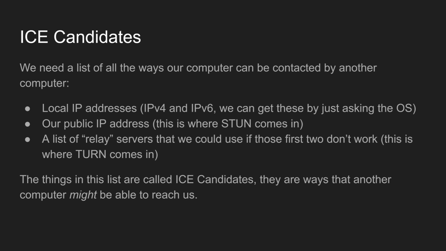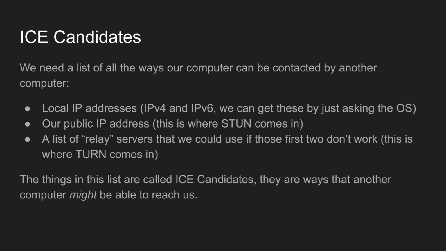And that process basically involves, we're going to write down a list of all the ways that our computer can be contacted by another computer. We're going to look at our local IP address, both the IPv4 and IPv6, just to be sure. And we can get these just by asking the operating system. We are also going to get our public IP address, and this is where STUN comes in. I'll explain that in a moment.